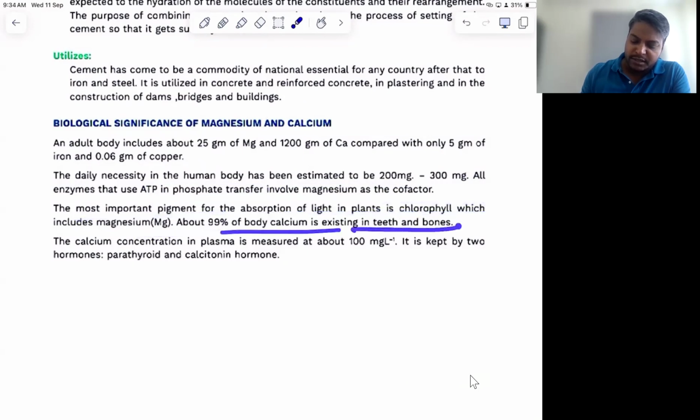99% of the body calcium exists in the form of teeth and bones. The calcium concentration in plasma is around 100 milligrams per liter. It is maintained by two hormones, parathyroid hormone and calcitonin. So these are the two hormones which maintain the calcium.